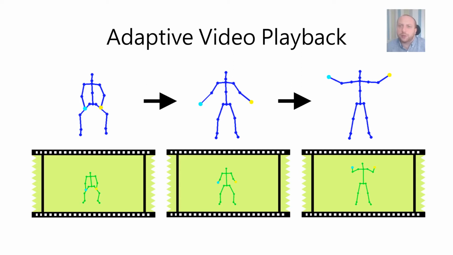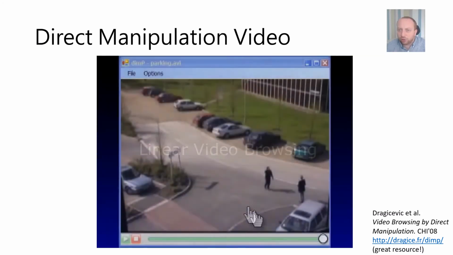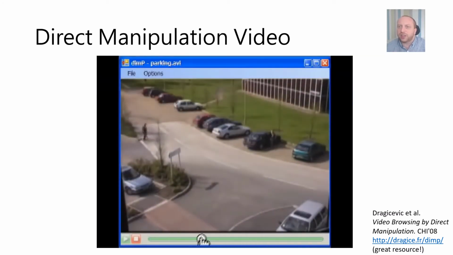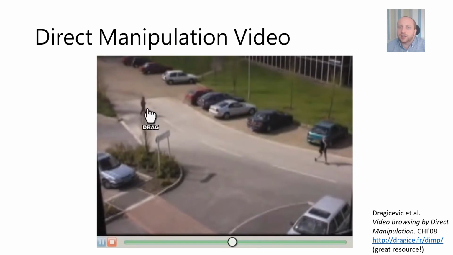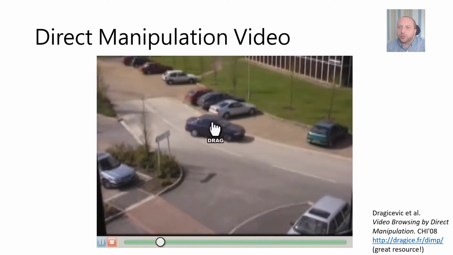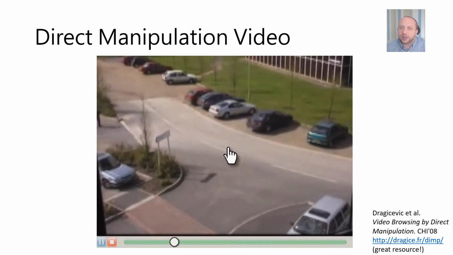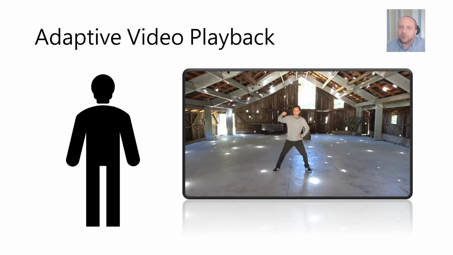For the remainder of the talk, I'm going to focus on the adaptive video playback element and explain how we adapt the playback of the video based on the user's movement. For this, we took inspiration from direct manipulation video players, which I'm going to briefly introduce. In contrast to using a temporal slider, direct manipulation video navigation allows users to browse video clips by directly manipulating their content. Instead of dragging the slider, users can drag the objects along their motion trajectories to any desired position.